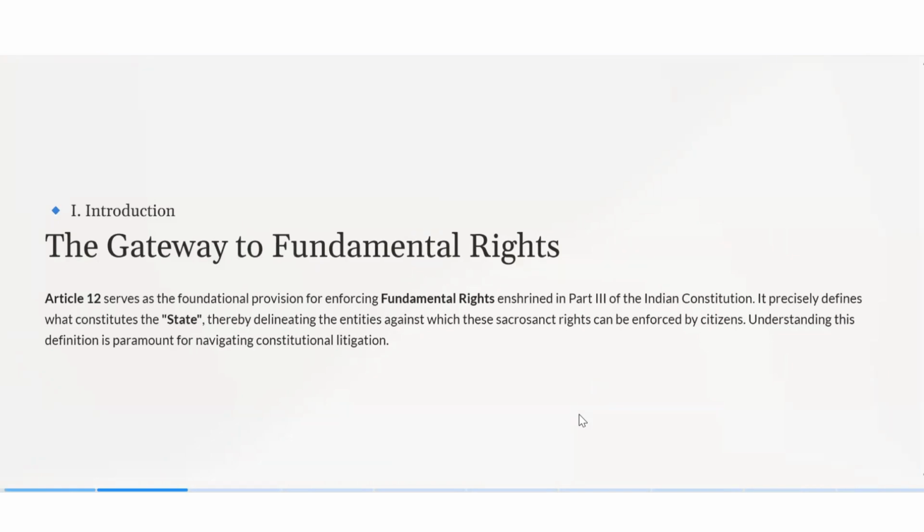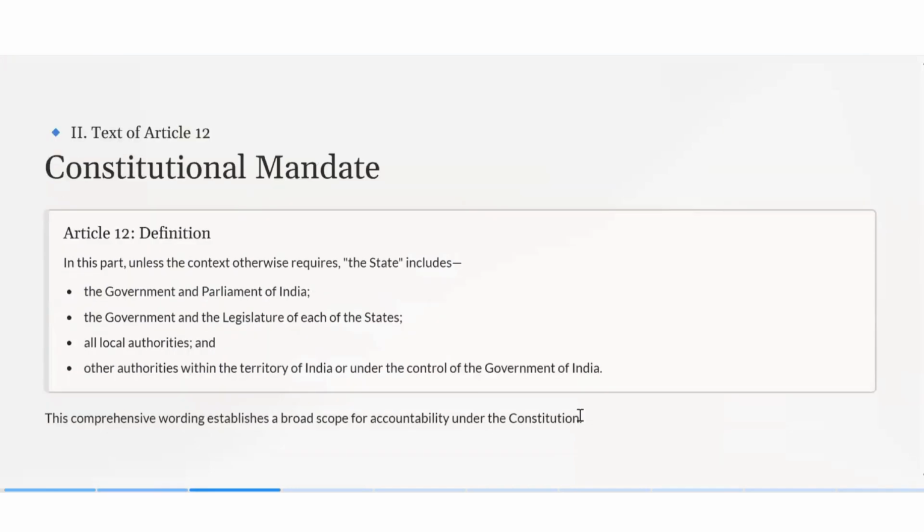Constitution. It precisely defines what constitutes the state, thereby delineating the entities against which these sacrosanct rights can be enforced by the citizens. Understanding this definition is important for navigating constitutional litigation. It is a constitutional mandate.